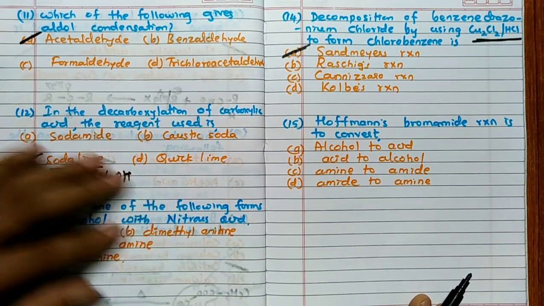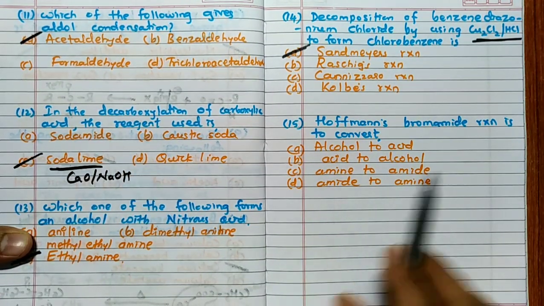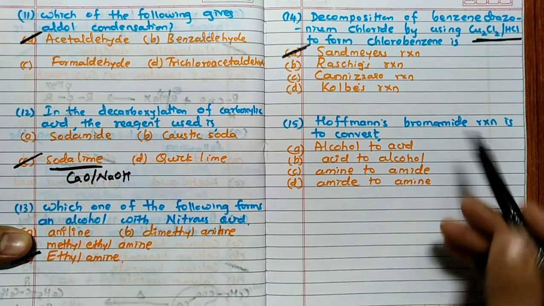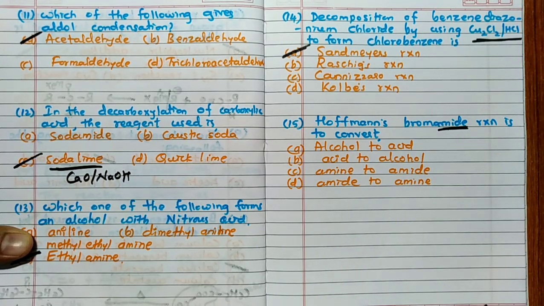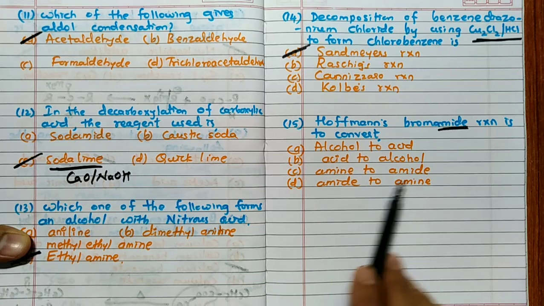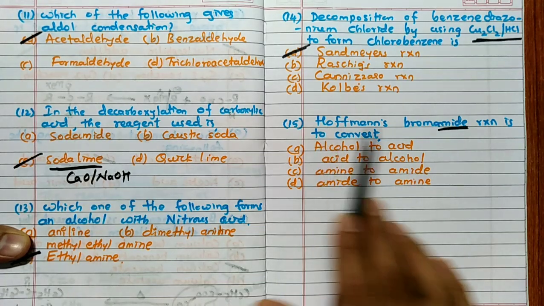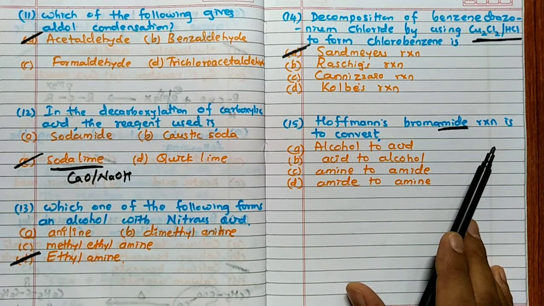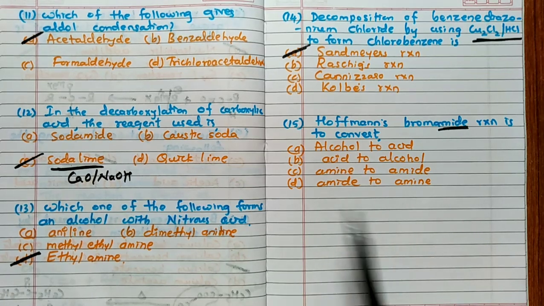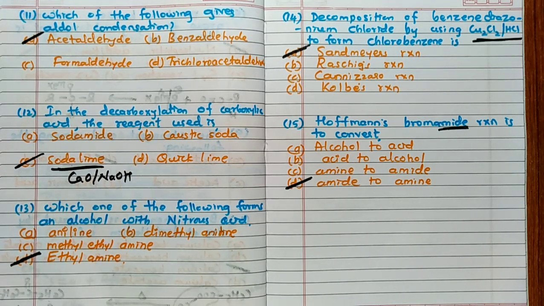Hoffmann bromamide reaction is to convert amide to amine. In the name itself it is there, bromamide reaction. That definitely is amide to amine formation. And we know that Hoffmann bromamide is a preparation of amines, we have discussed. Hence, amide to amine is the answer. So the answer for this question is D.